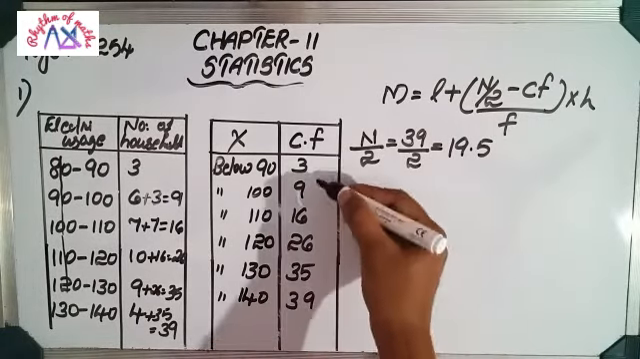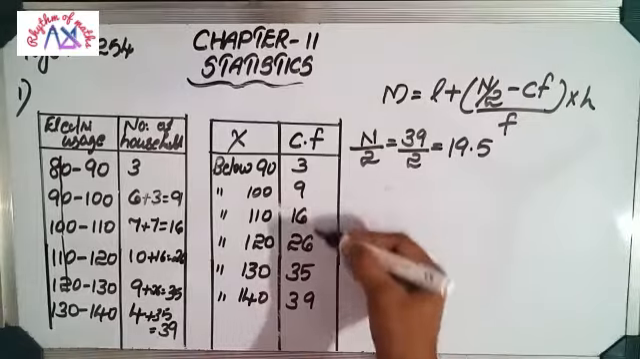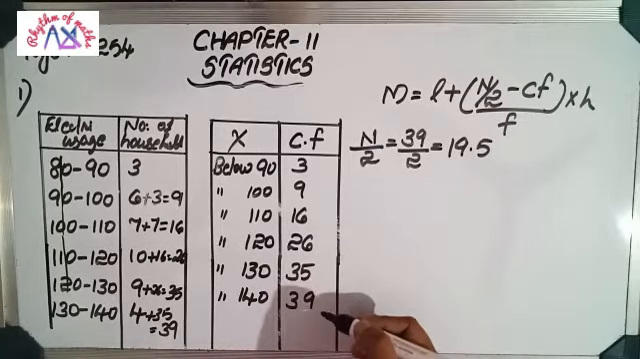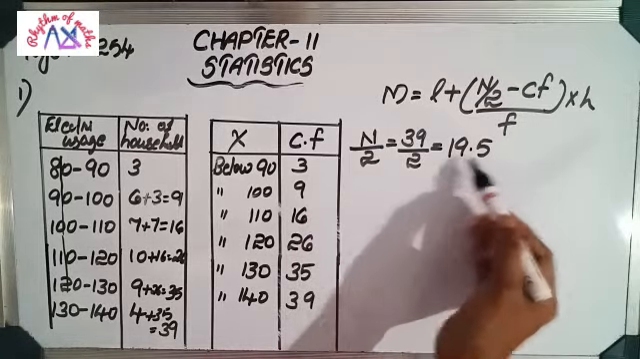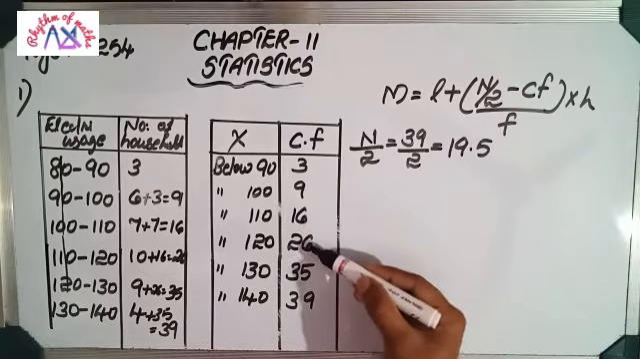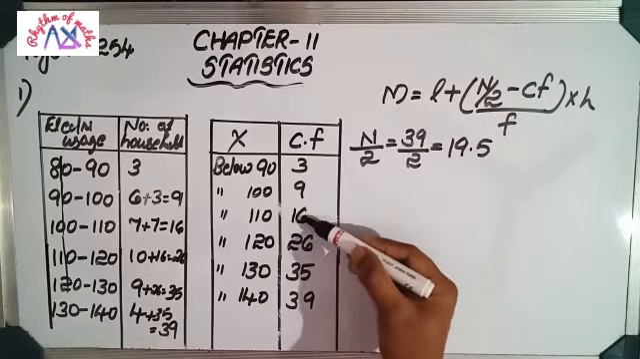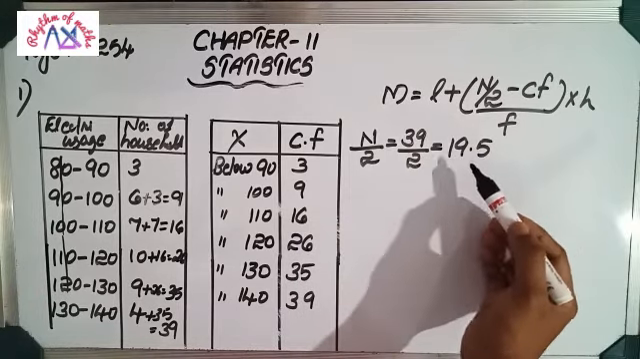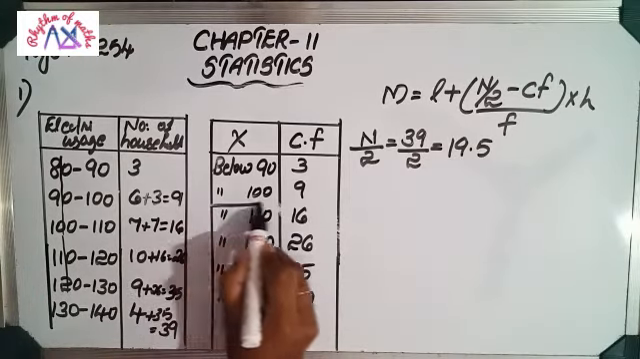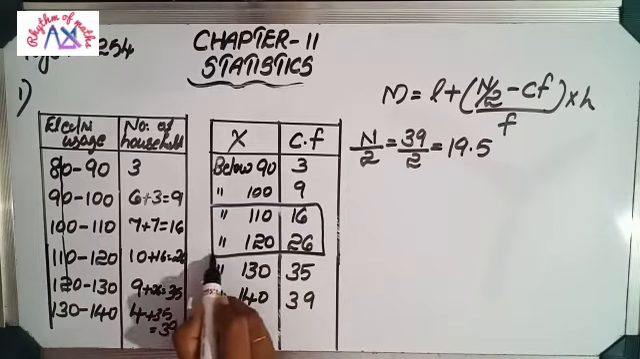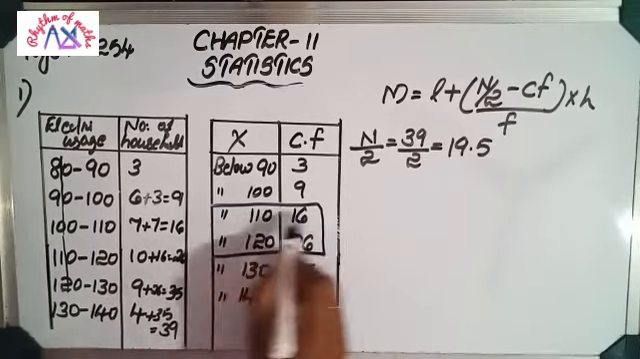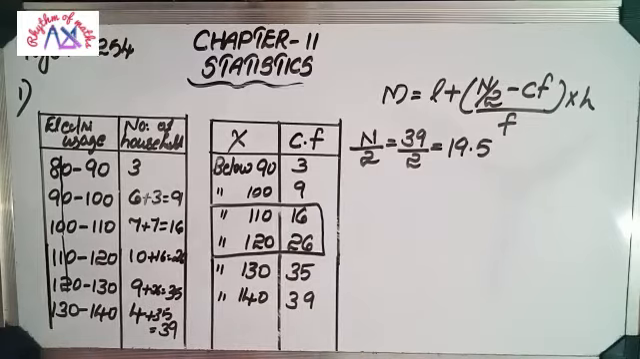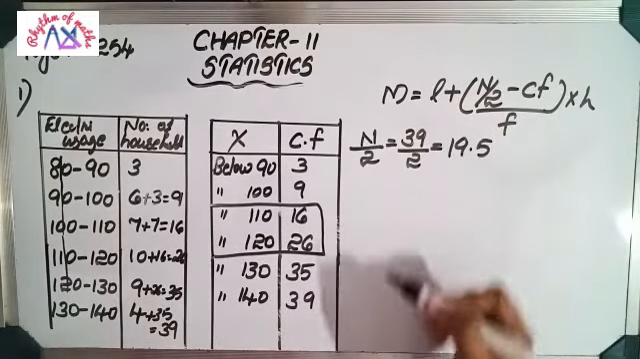Okay, so 19.5 comes in between which two values, that will be the median class. So 19.5 comes in between 16 and 26, isn't it? 16 and 26, in between these two values 19.5 comes. So let's box those two values like this. Okay, so this is the median class. From here we will get all these values.